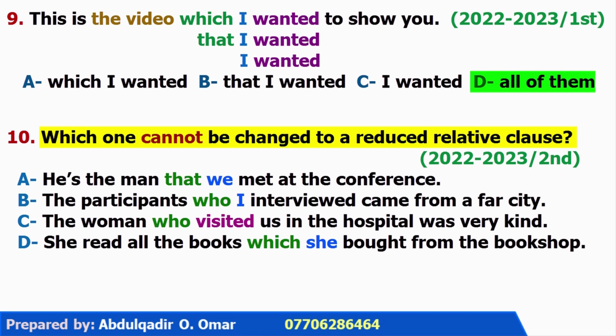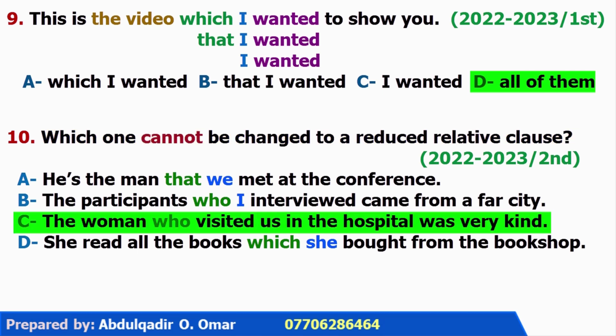In choice A, the relative pronoun is followed by a subject, we, that we. B, the same, who, I. C, here we have a verb coming after the relative pronoun, who, visited. Option D, which, she. So the correct answer is C, because it is the only choice that cannot be changed to a reduced relative clause, because it is followed by a verb, the verb visited.